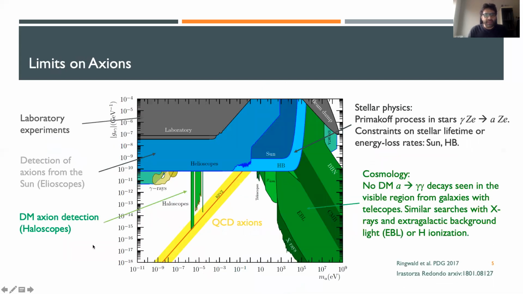So there are many limits and experimental results on axions that come from stellar physics, from cosmology, and so on. They usually are shown in a plane where on the vertical axis you put the axion-photon coupling, and on the horizontal axis you put the axion mass. The yellow band is where you expect, from theory, to have these QCD axions. Now you see that there is only one class of experiment reaching this band in this region, and these experiments are called haloscopes. And this is where I will focus my talk.